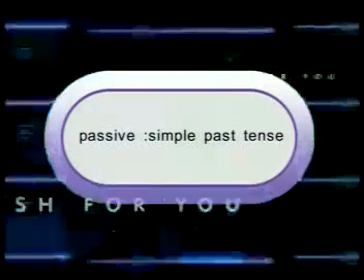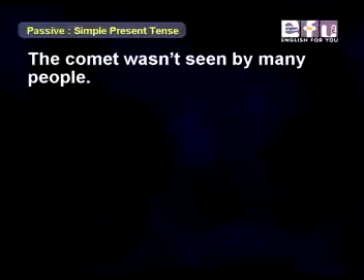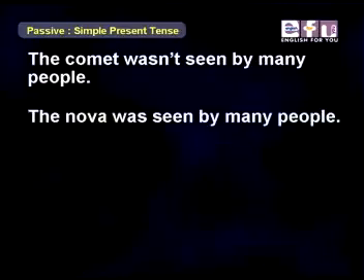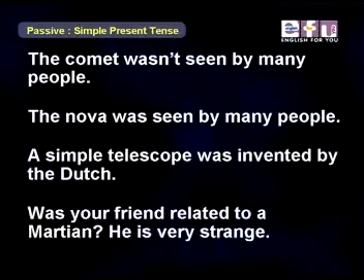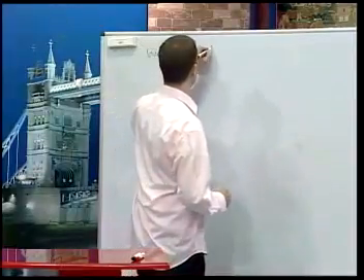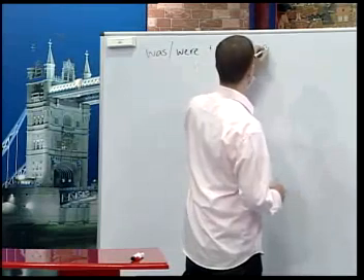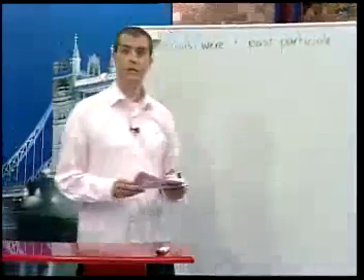Passive, simple past tense. Now let's review the simple past using the passive. The comet wasn't seen by many people. The nova was seen by many people. A simple telescope was invented by the Dutch. Was your friend related to a Martian? He's very strange. For the simple past, we use was or were plus the past participle. So let's practice these now.